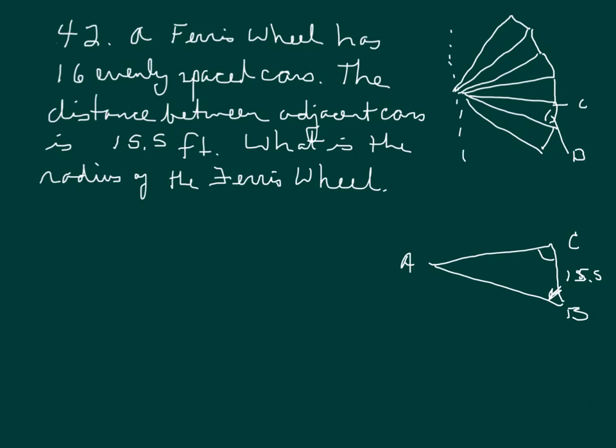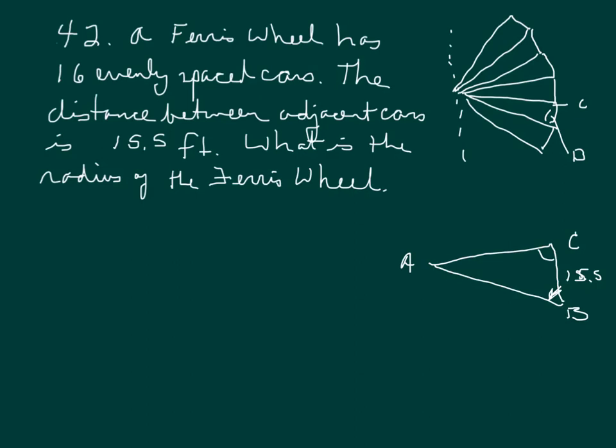In problem 42, a Ferris wheel has 16 evenly spaced cars. The distance between adjacent cars is 15.5 feet. What is the radius of the Ferris wheel? Here we have drawn the Ferris wheel. And here is the distance between cars. This distance is going to be 15.5 feet. In this case, we have drawn one of these sections of the triangle. And we call this angle C and this angle B on each side, going into the radius here, and we're going to call that side A.